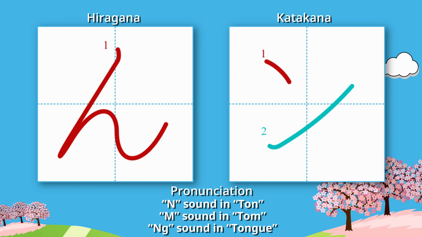These characters represent the n sound in tun, sometimes the sound in tam, and sometimes the ng sound in tongue. I'll talk about when it makes those sounds in another video, which I'll link to in the description when it's finished.